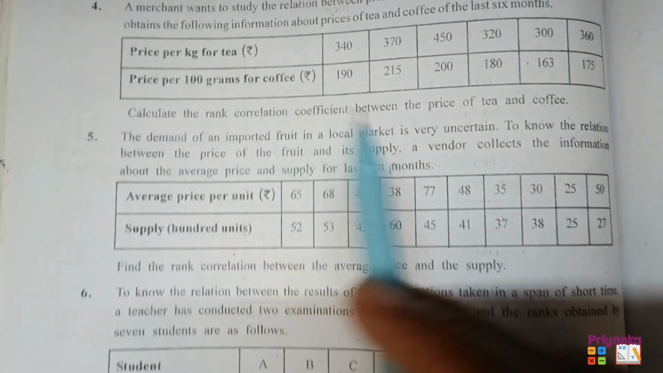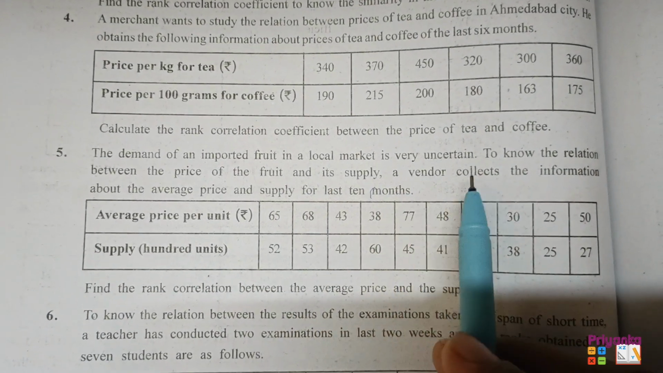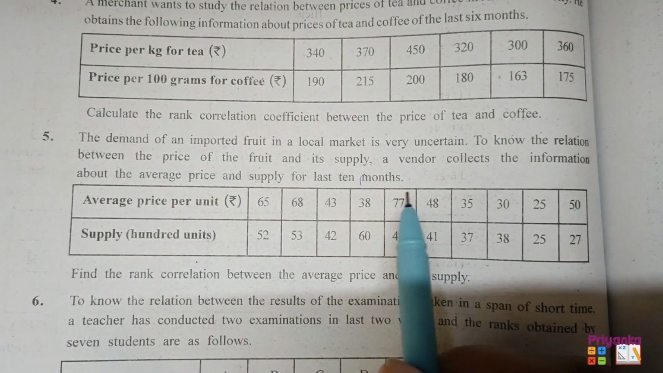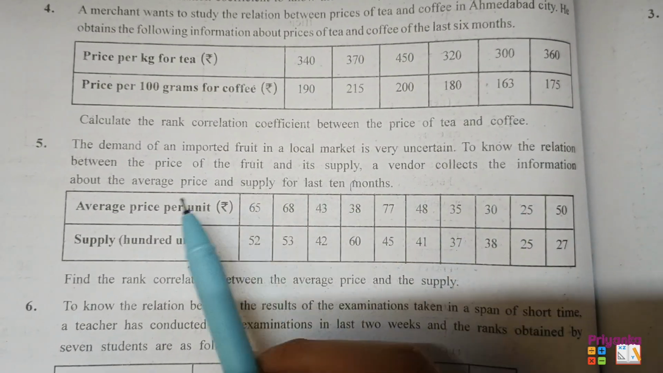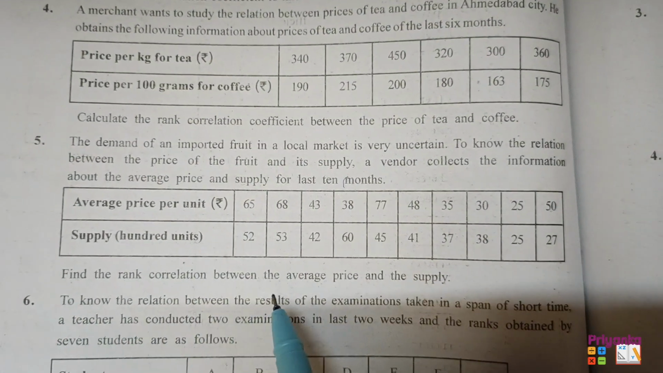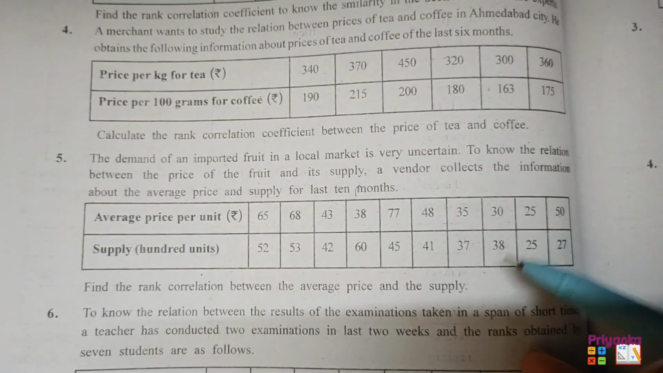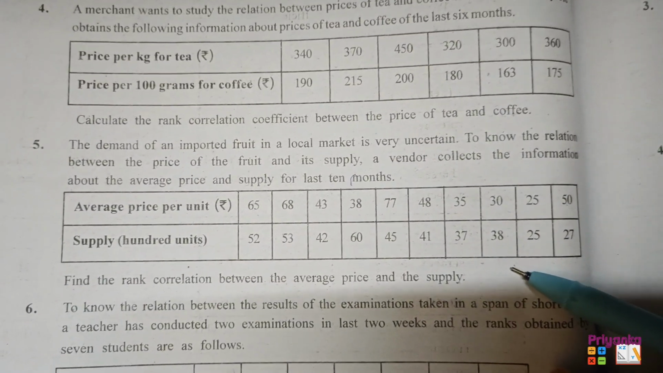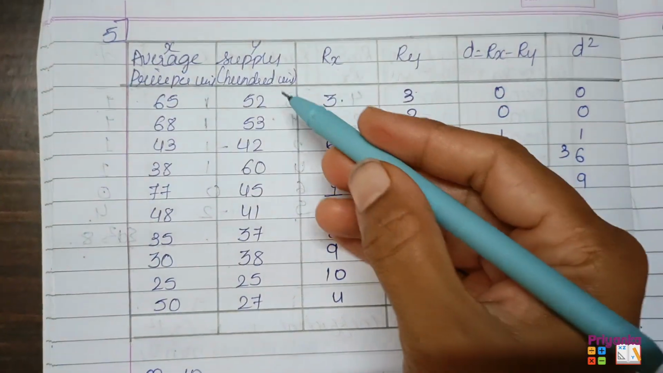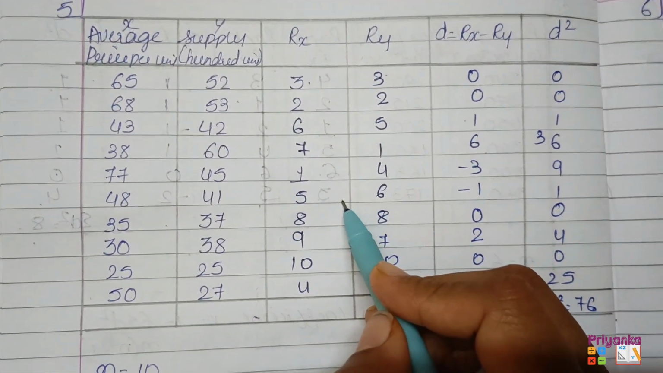Next, question number 5. The demand of an imported fruit in a local market is very uncertain. To know the relation between the price of the fruit and its supply, a vendor collects the information about the average price and supply of the last 10 months. Find rank correlation between the average price and supply. Again, they have given information, not a ready rank. So out of this, first of all, we'll find the rank. As you can see, a lot of information is given, so be careful while finding the rank in such a question.